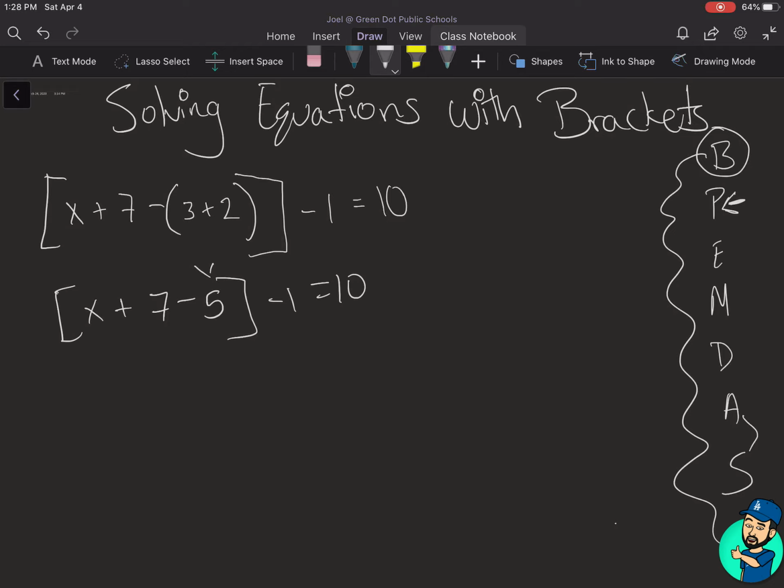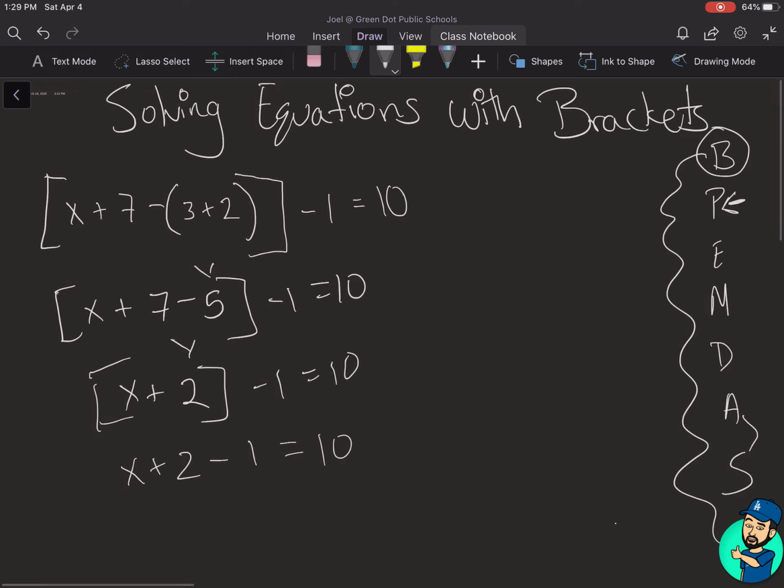Inside the brackets, still need to apply PEMDAS. Or just combine like terms, right? 7 minus 5 is 2. Copy and paste everything else. Now inside the brackets, I could not, so I repeat myself, I could not combine the x and the 2. I just can't do that. They're not like terms. So you copy and paste everything without the brackets.